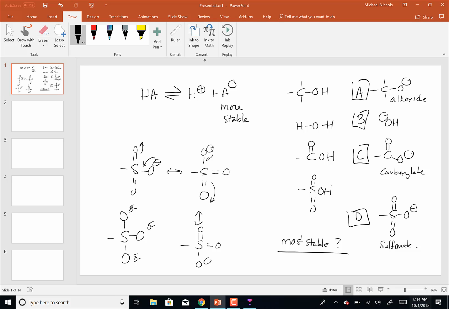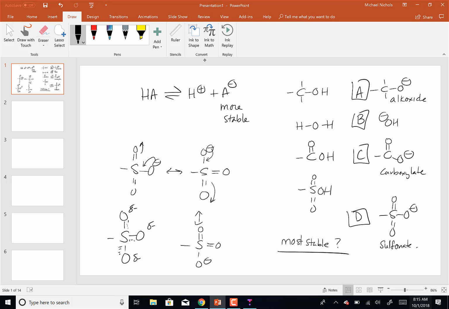And then what about partial bonds? Each one of the sulfur oxygen would have what kind of bond? A partial double bond. So each one of those bonds has a partial double bond, and each one of the oxygens has a partial negative charge. So you're right. We're spreading out the negative charge.